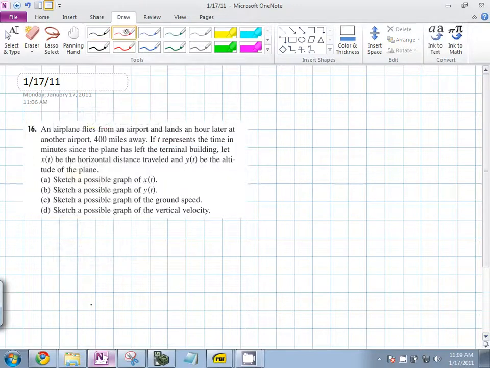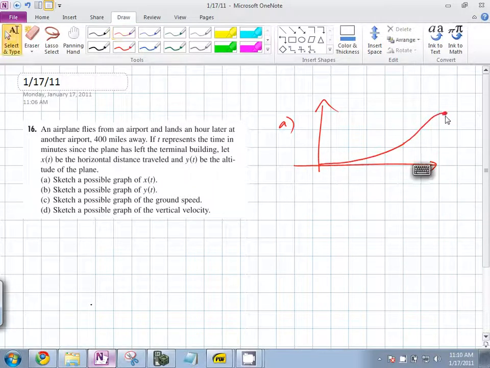Okay. So X is the horizontal distance traveled. So the horizontal distance is always growing, right? It's always getting bigger. So A is going to go up. You might get something like this, and I'm going to do rough sketches here. It's going to go up, up, up, up, up. It's going to slow down when it's landing, right? And it stops, right? Does the horizontal distance ever go back to 0? No, because the plane's going somewhere. If it ended back at 0, it meant it landed where it started.